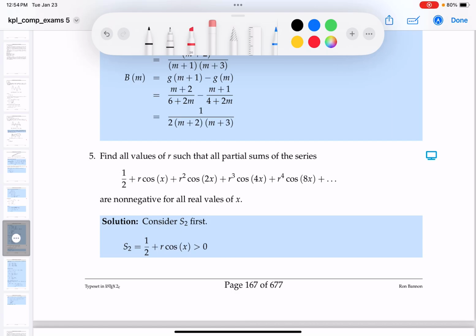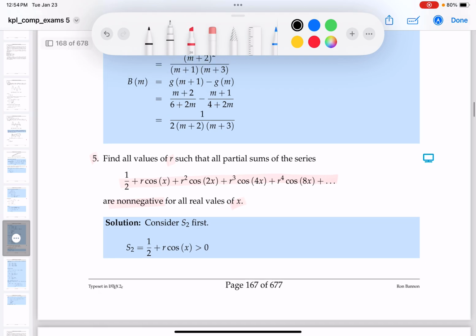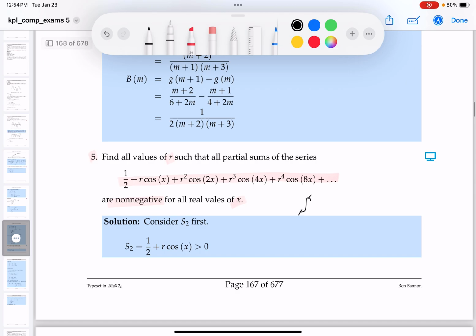Okay, sometimes I post problems that actually cause trouble, and this is one such example, number 5. What they're asking for is to find the values of R such that all the partial sums of this particular series are non-negative, when the values of X are real numbers. If you look at partial sums, you write S1 down. It doesn't involve R, by the way, but S1 is just 1/2, certainly positive.